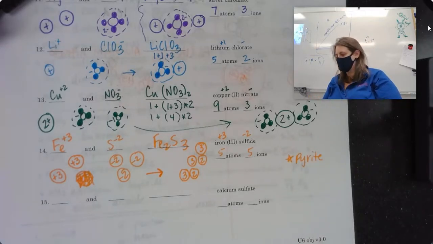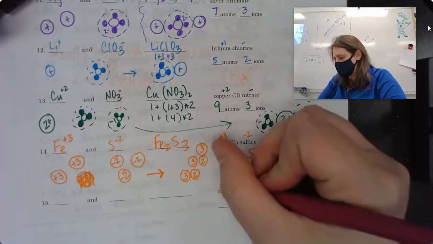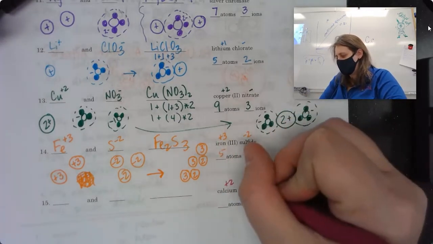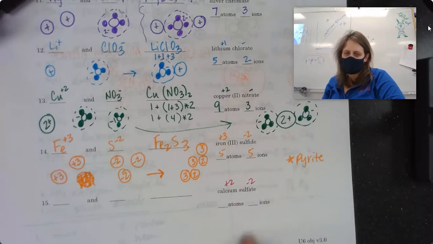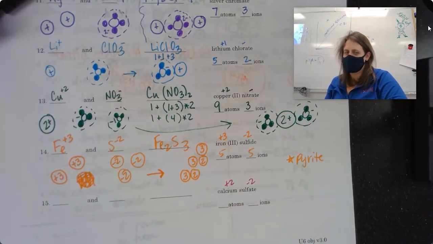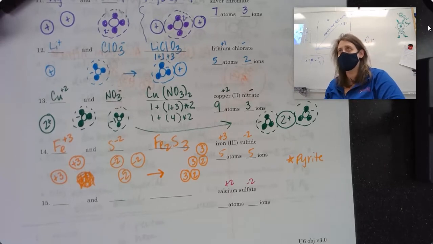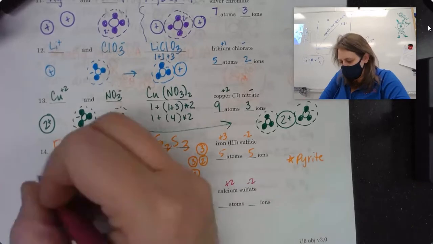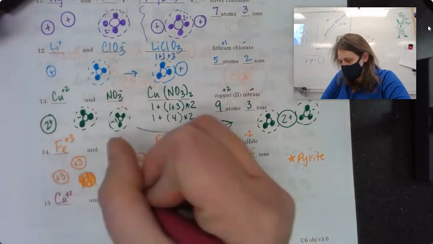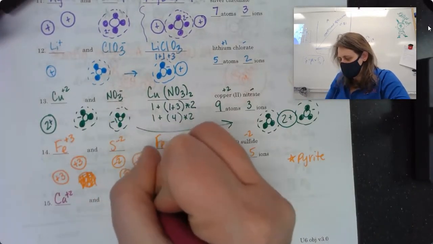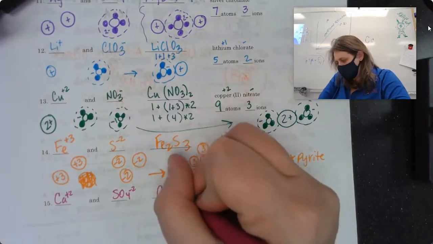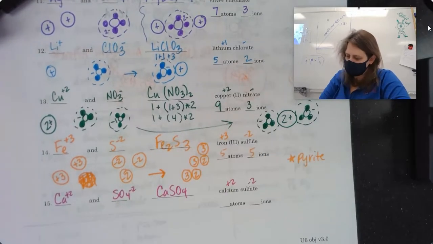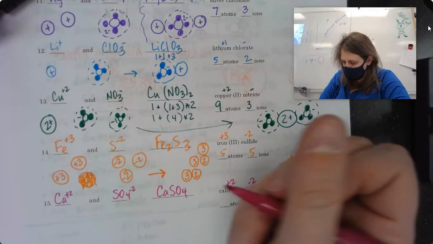All right, last one. You guys ready? We've got calcium, which has a +2 charge, and sulfate, which has a -2 charge. I always remember this because sulfuric acid is sulfate with 2 hydrogens. It's H2SO4. And so if you have H2, then the SO4 has to be a -2 charge. So calcium is +2, sulfate, SO4, -2. Calcium sulfate. And I just have one of each.